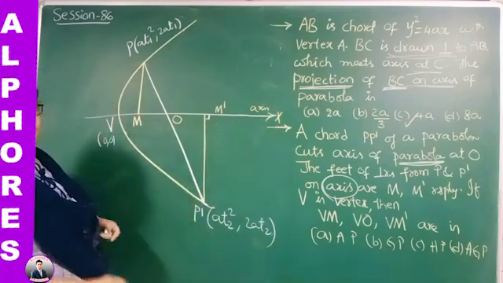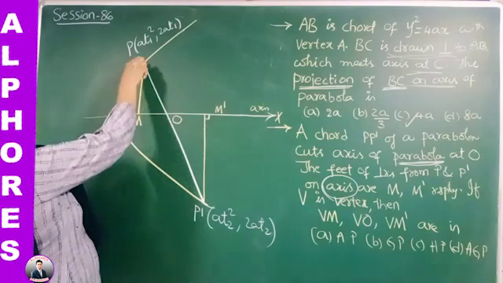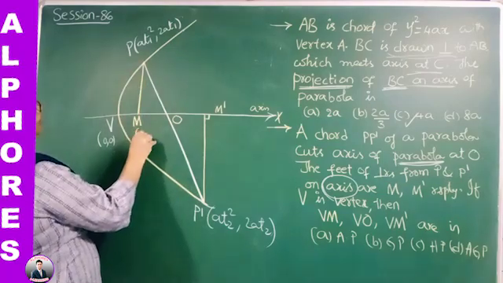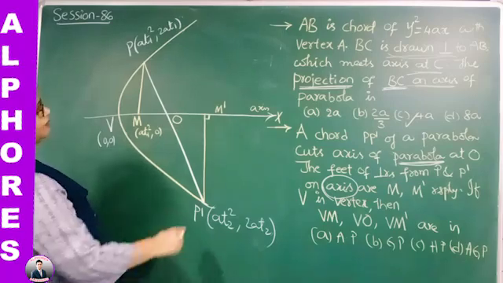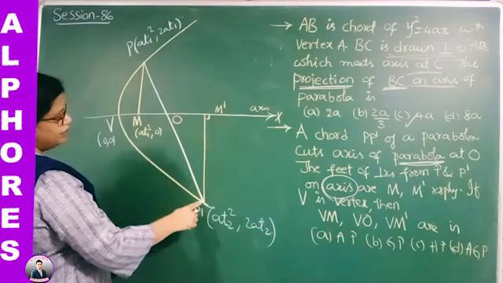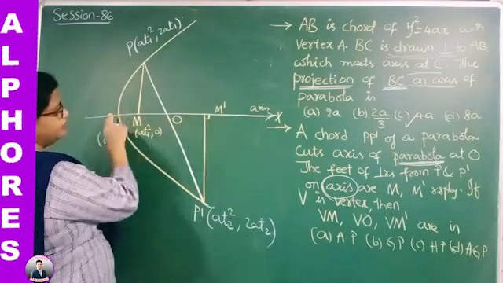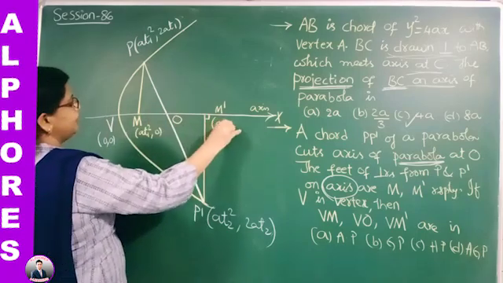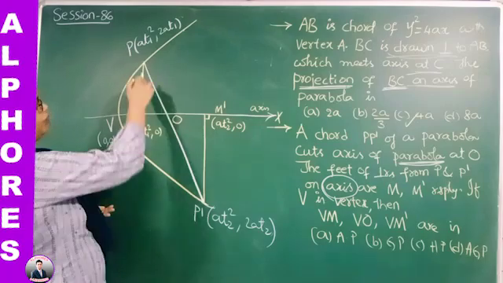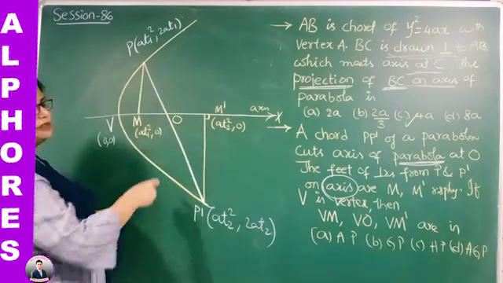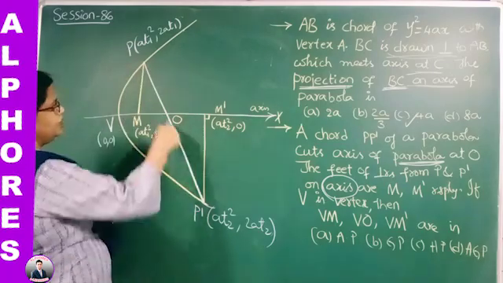Therefore let's make use of the advantage. This point is nothing but (At1 square, 0). And next one, what about this point here? Up to this is At2 square. Therefore it is (At2 square, 0). And next, this point O.